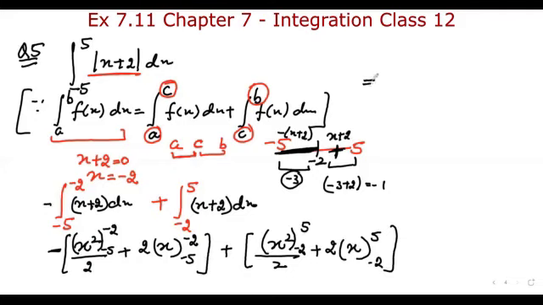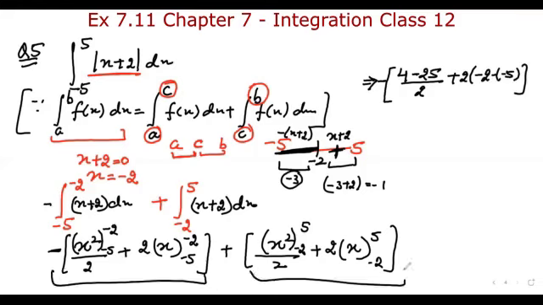So here we have a minus sign, keeping minus as it is, minus 2 square is 4, then minus 5 square is 25, upon 2, plus 2 into minus 2 minus 5. This is the first value we put here. After that we put the values here: plus this is 25 minus 4 upon 2 plus 2 into 5 minus 2.